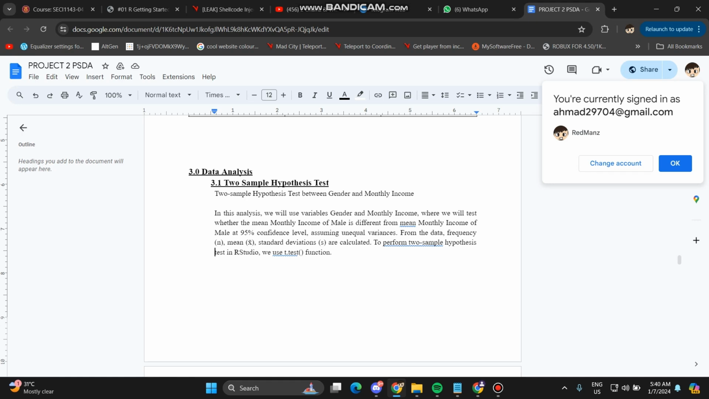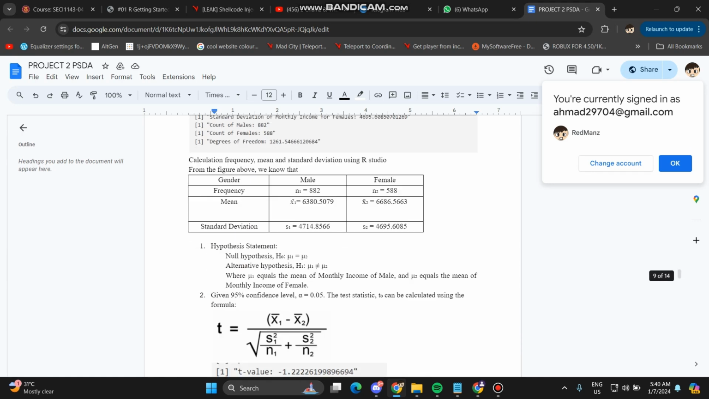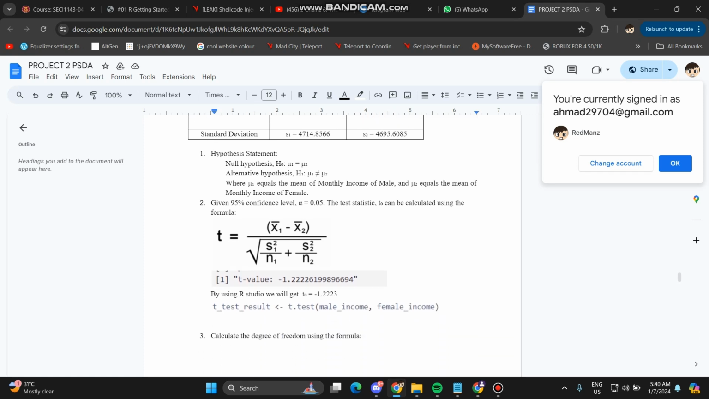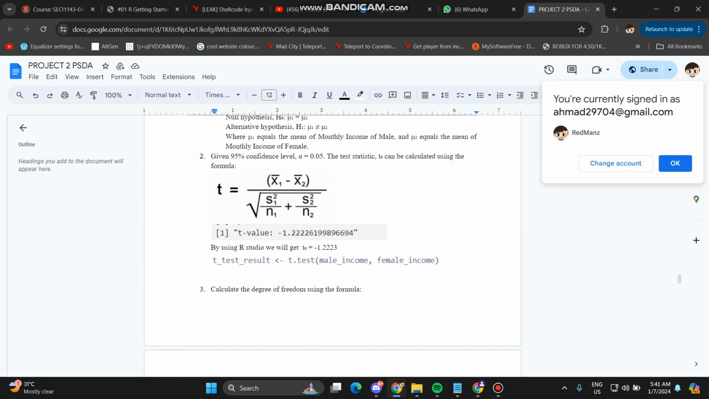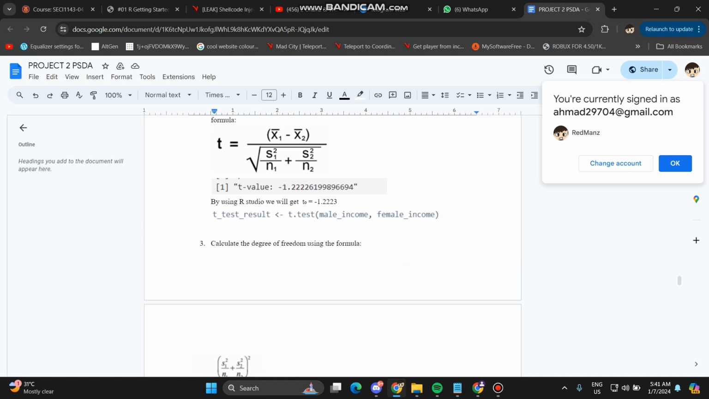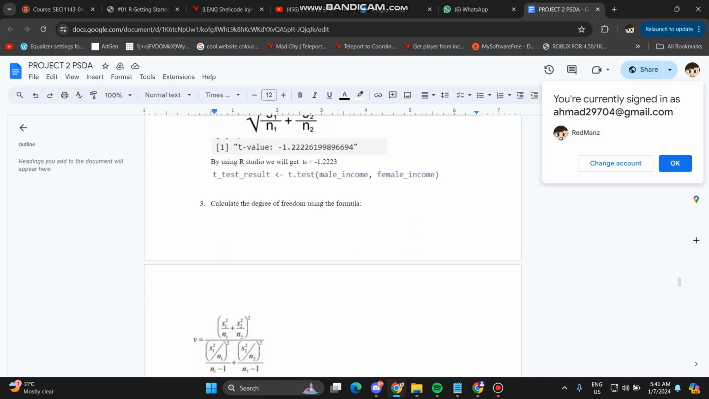In this analysis, we will use the variables gender and monthly income. First, we will do the hypothesis statement, where the mean of monthly income of male is equal to the mean of monthly income of female. Next, we will do the test statistic based on the 95% confidence level. As you can see, the test statistic for this sample is negative 1.2223.